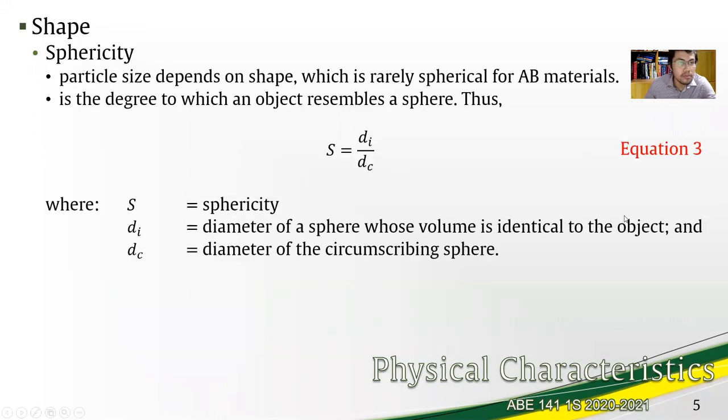Most ABE materials are neither round nor spherical, and particle size depends on the shape. Thus, sphericity is used to determine how spherical an object is. And we have the general formula for sphericity. We have D sub I over D sub C, where D sub I is the diameter of a sphere whose volume is identical to the object, and D sub C is the diameter of the sphere circumscribing that object.